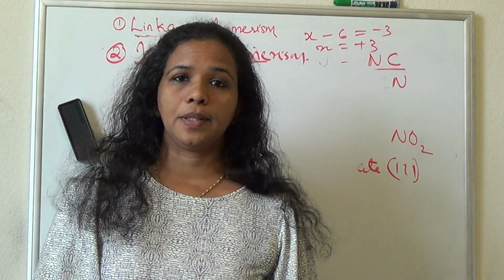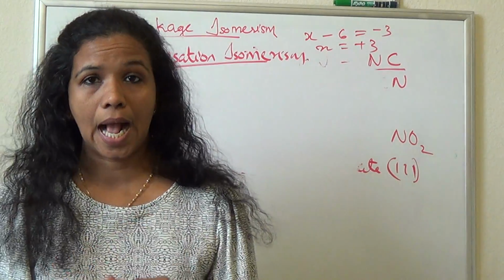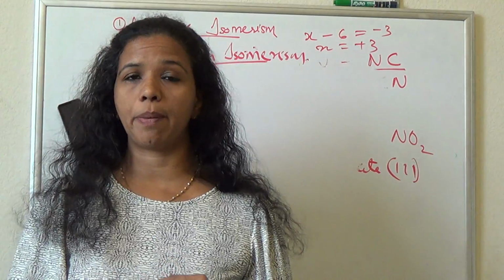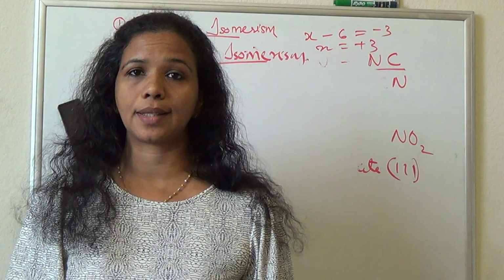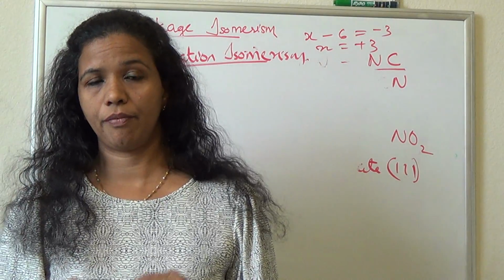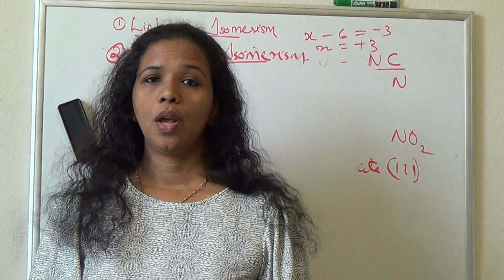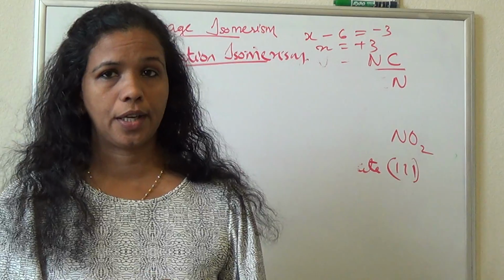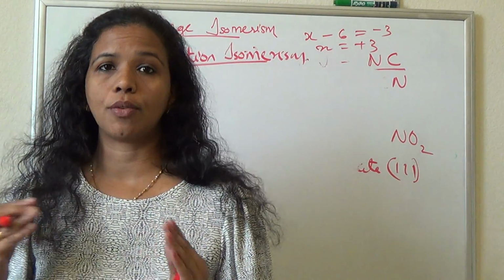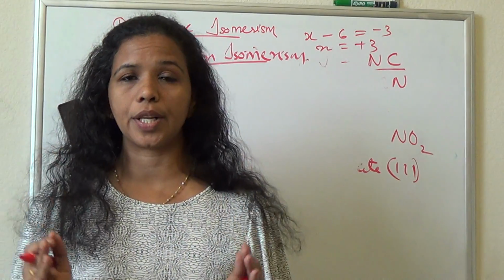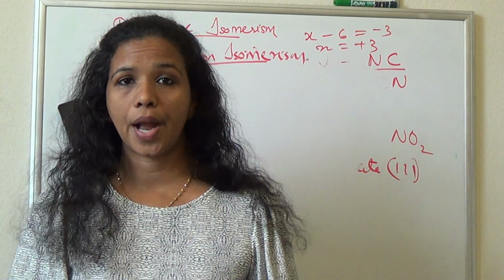Ionization isomers differ in the ions which are produced by the dissociation of coordination complexes in solution. We know that when we dissolve coordination complexes in water, the ions which are outside the bracket, outside the coordination sphere, will undergo ionization.